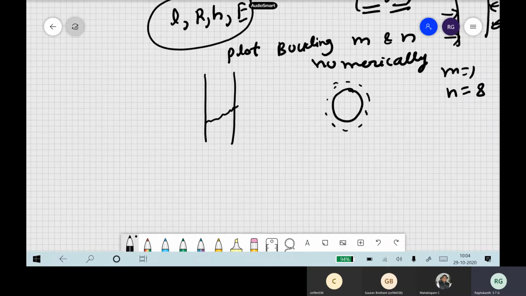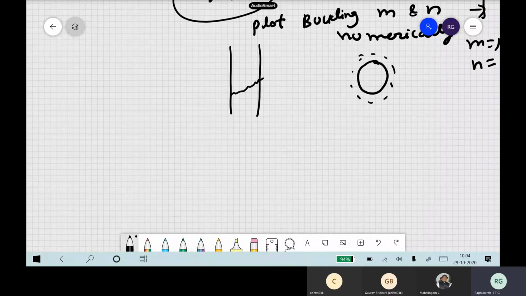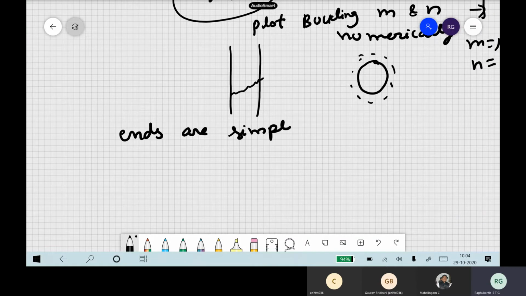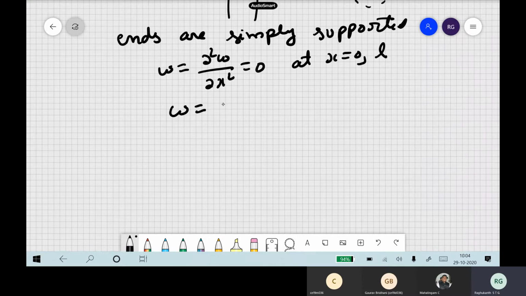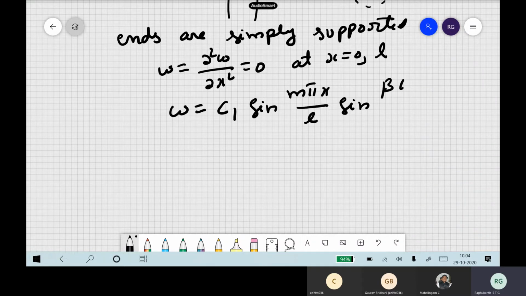Now, in all the cases we have assumed that the ends are simply supported. This is a very important thing here. Simply supported means w and dou square w by dou x square were 0 at x equal to 0 and L. Based on it, we assumed w equal to some sine m pi x by L, then sine beta pi y by L. This is the solution we assumed.